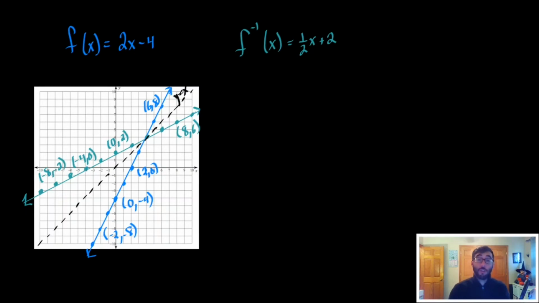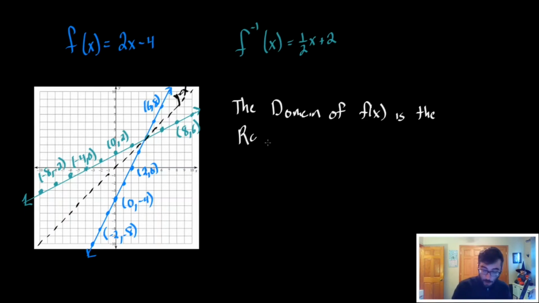The other interesting observation here is that since the x and the y flip, that means the domain and range flip. So the domain of the original function ends up becoming the range of its inverse, and the range of the original function ends up becoming the domain of its inverse. I'm going to go ahead and write that down. So the domain of f of x is the range of the inverse of f of x, and vice versa. So the domain of one becomes the range of the other, and the range of one becomes the domain of the other. So what does that all mean?